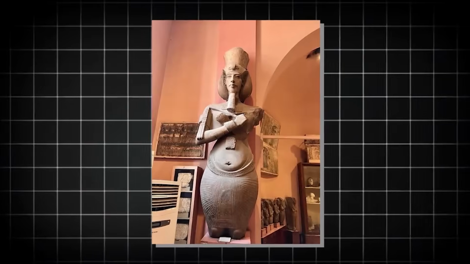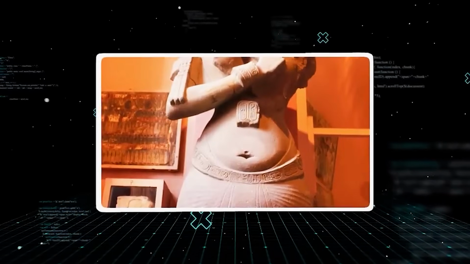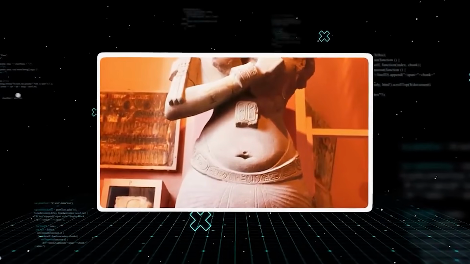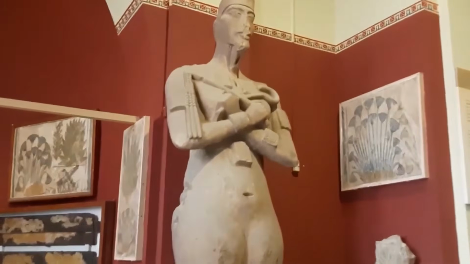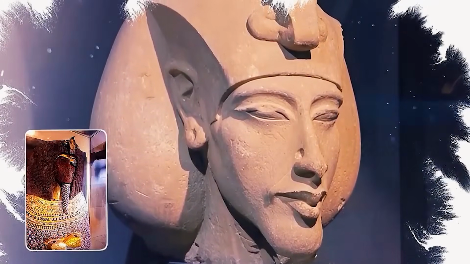His statues showed an elongated skull, high cheekbones, wide hips, and unusually soft facial features unlike any other Egyptian king. For more than 3,000 years, scholars debated whether these features were symbolic or a true reflection of his body.